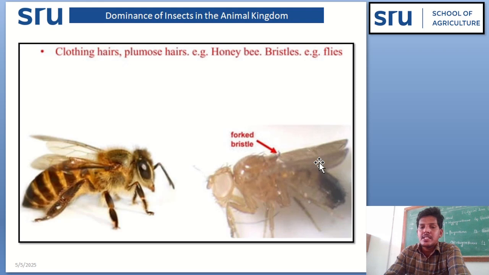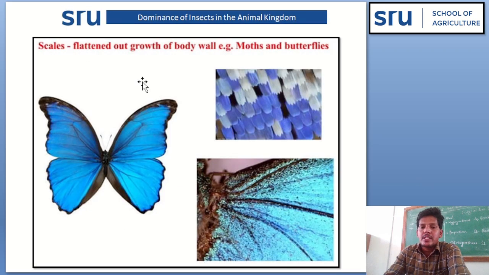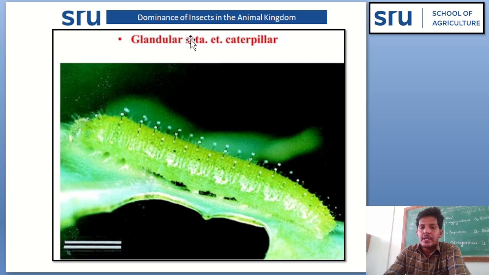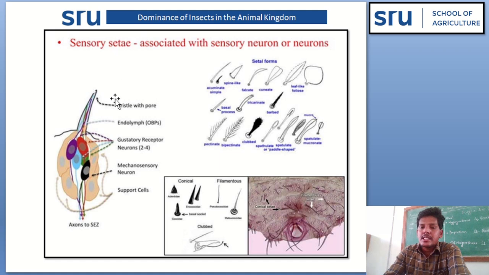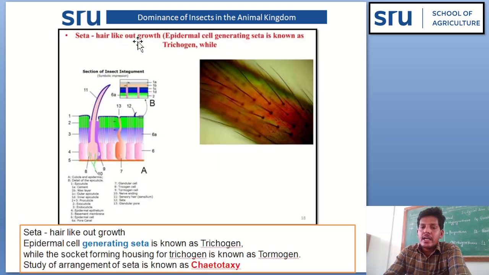See here the images. Clothing hairs or plumose hairs are there in honeybees and bristles are there in flies. Then scales are there in moths and butterflies. Then glandular seta, see here, these are the glandular seta present in the caterpillar. Sensory seta are present in many insects. Seta are hair-like outgrowths present in many insects.